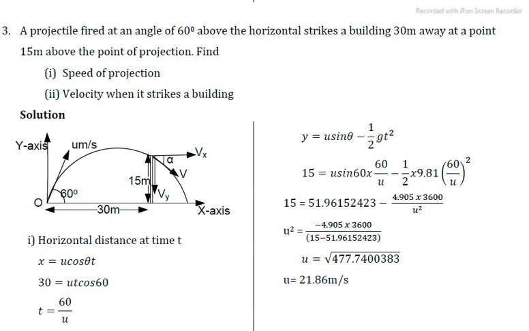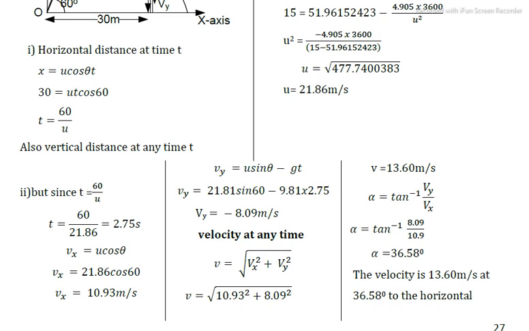And then the vertical distance is given by u sine theta t minus half g t squared. Still, when we substitute in this, we shall get the value of u, which we shall substitute in our first equation, which was t equals 60 over u. So after getting u, we drive it back and substitute in to get the time. So when we substitute, we shall get the time as 2.75 seconds.